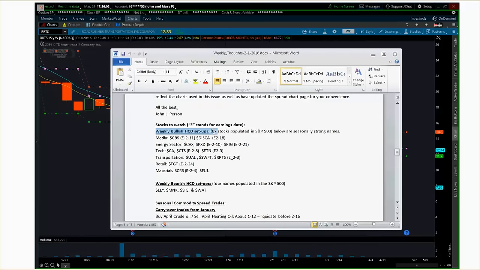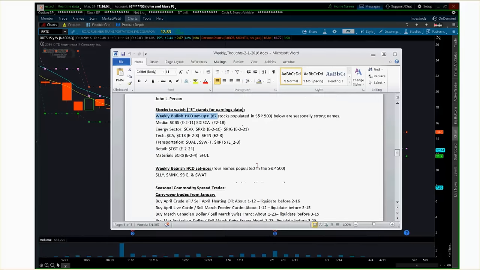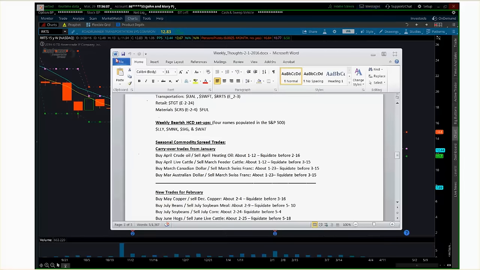All we've got to do is teach you what an HCD setup is. You get in on the open. I think many of you already know that.